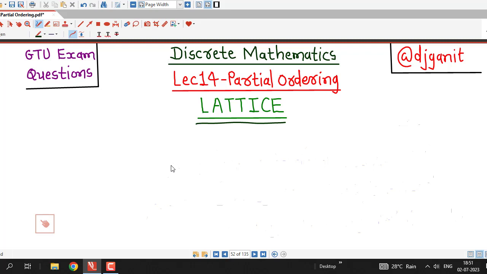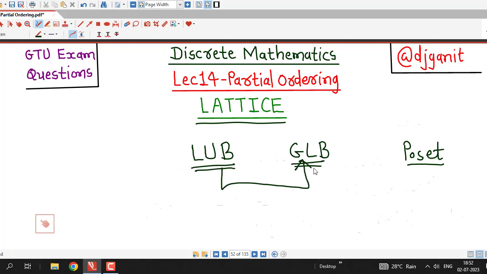So first we understand what is lattice. We have discussed about least upper bound and greatest lower bound of a subset of a partially ordered set in lecture number 13 on partial ordering. We require these two definitions to understand the definition of lattice. So if you have not seen the earlier lecture, which is lecture number 13 on partial ordering, then I suggest you watch that lecture first and then go for this lecture.